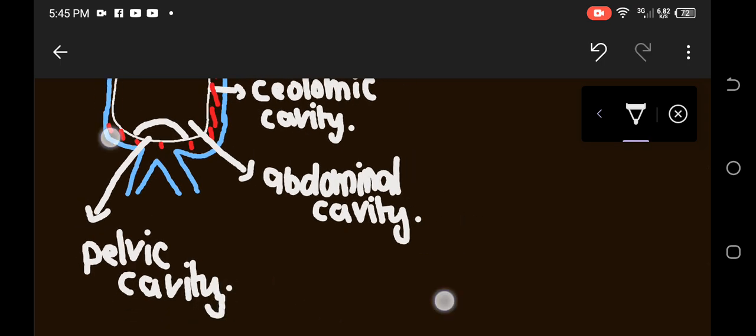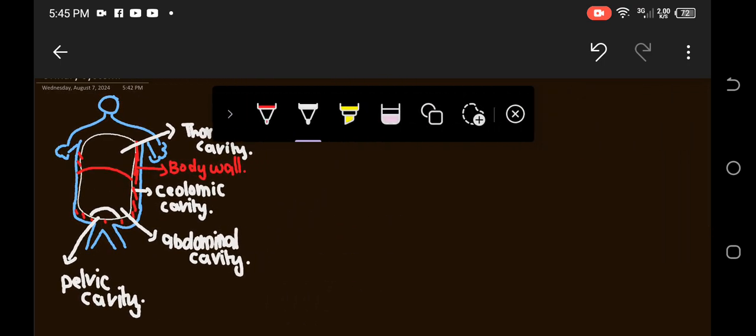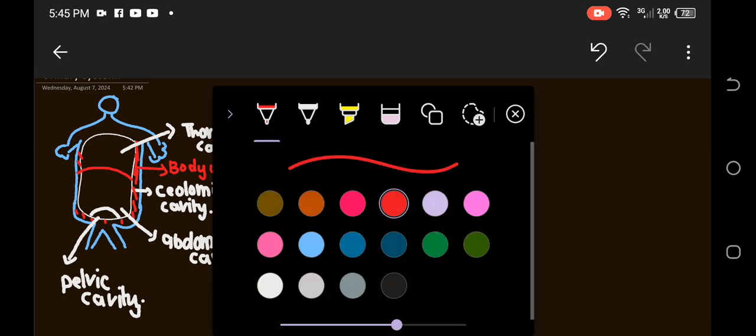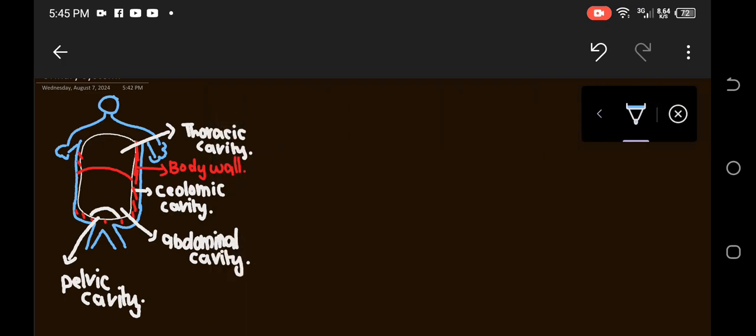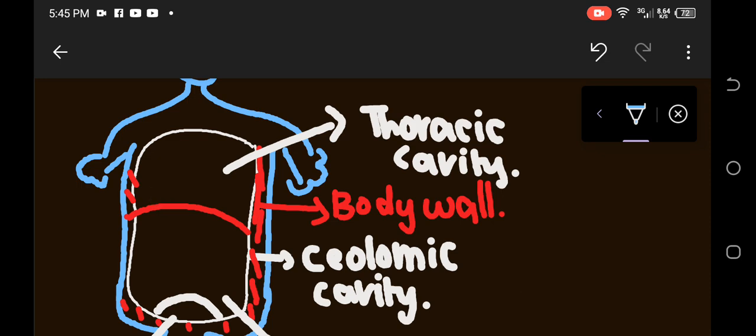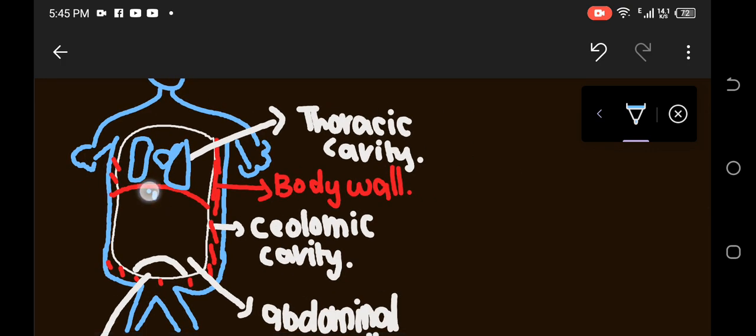Now let's mark what is present in the thoracic cavity, the abdominal cavity and the pelvic cavity. In the thoracic cavity, lungs and heart are present. In the abdominal cavity, this tube is connected here, the stomach is present, then we have the small intestine, after that the large intestine, and this is the anus. All this structure is present here, and in the pelvic region male sex organs are present.